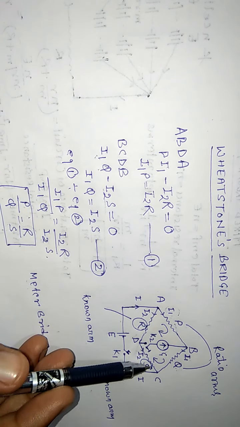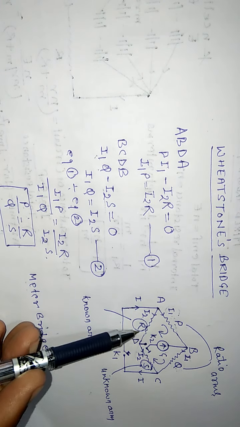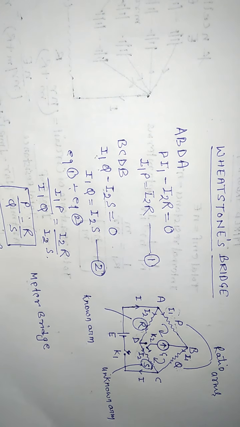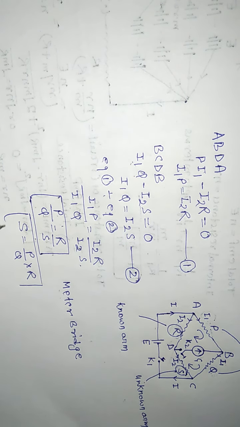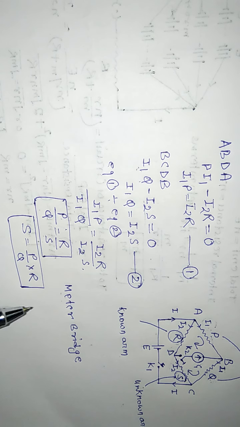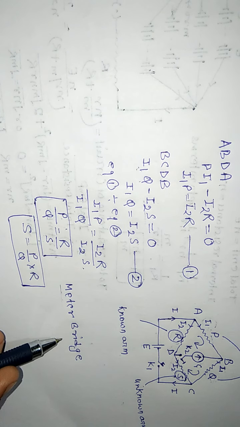So we can calculate the value of S by knowing the ratio of P and Q and the value of R. So S is equal to P by Q into R. This is the formula for calculating the unknown resistance. And the application of Wheatstone bridge is the meter bridge, by using which we can calculate the unknown resistance.